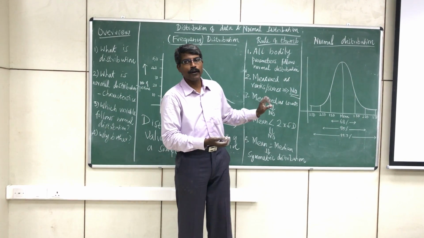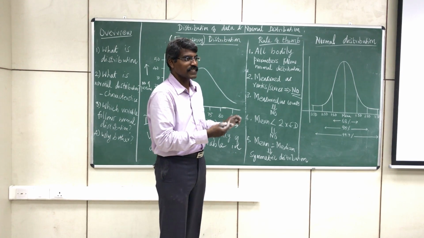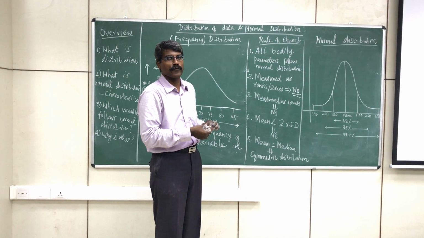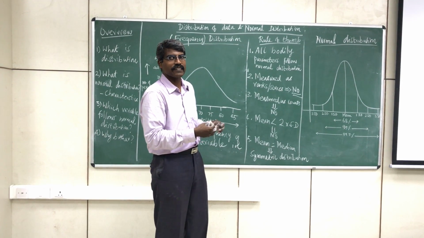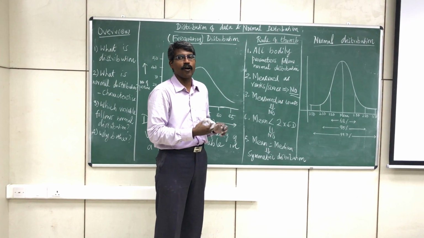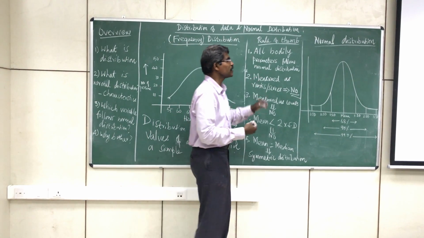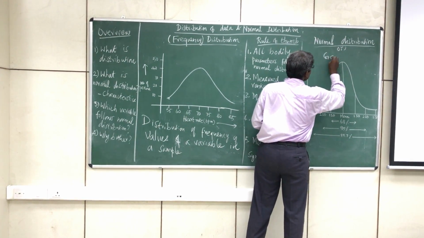A small note on why this distribution is called normal distribution: it was first explained by a French mathematician called Abraham de Moivre, but later characterized very well by a German mathematician called Gauss. That's why this normal distribution is also called Gaussian distribution.